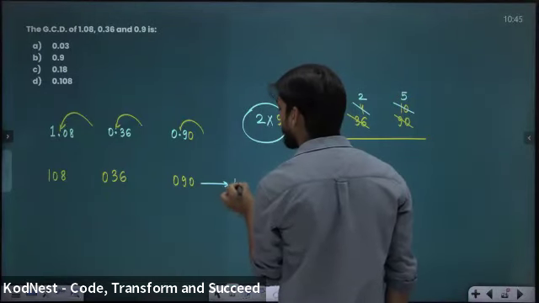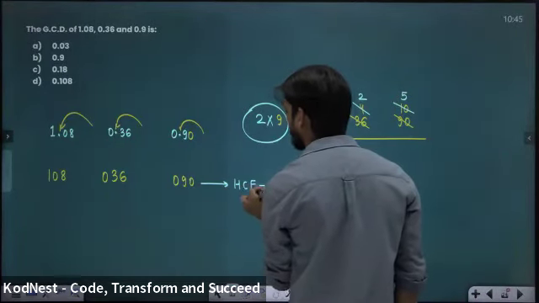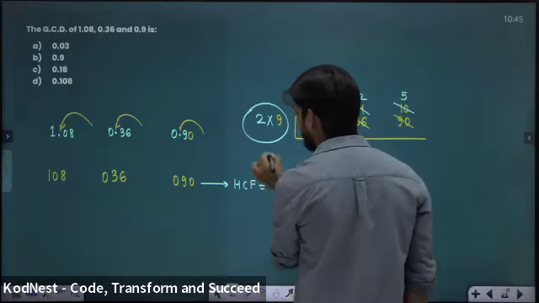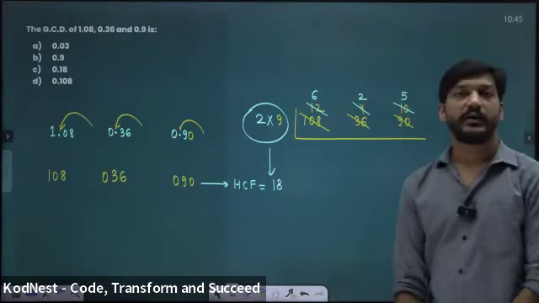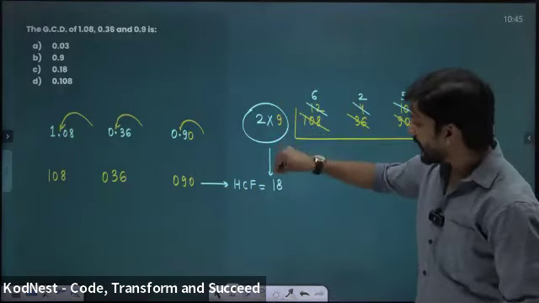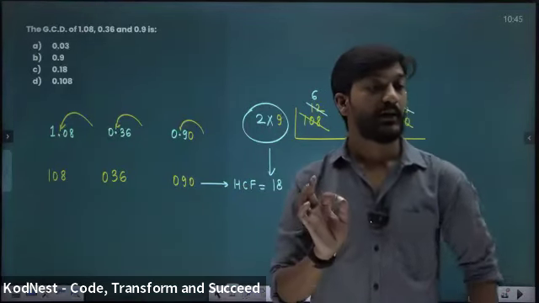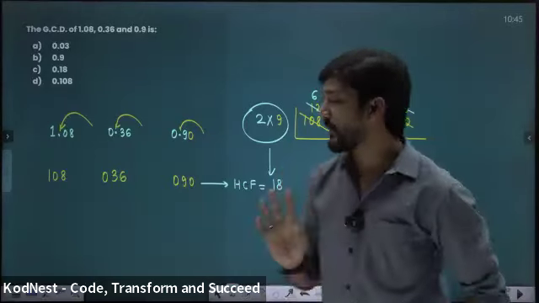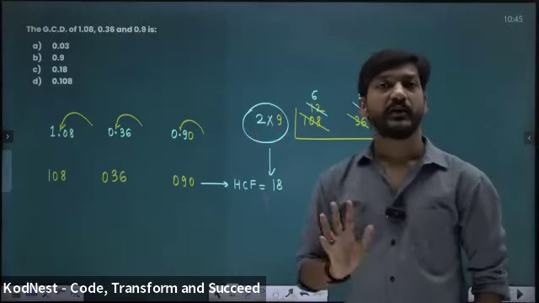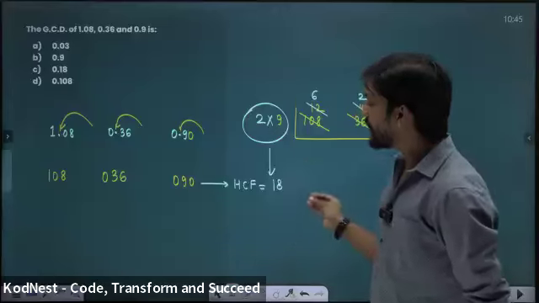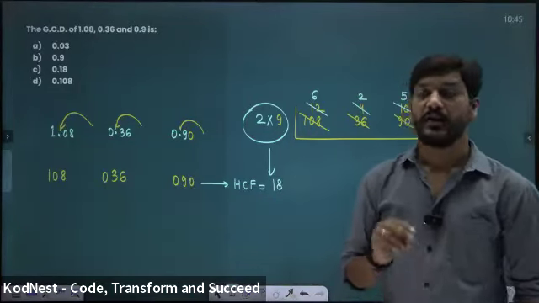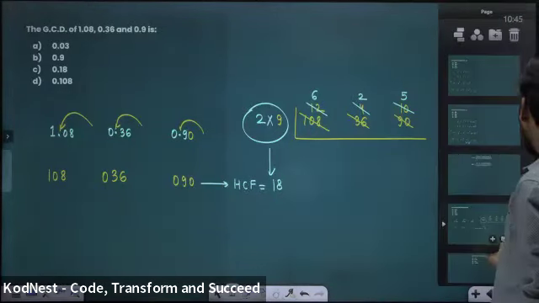So your HCF is how much? 18. All right, HCF is now 18. Without decimal, we have calculated. Now, what did I say? Just for 30 seconds, remove the decimal. 30 seconds over. Please put the decimal back. Once you put the decimal back, please carefully answer.